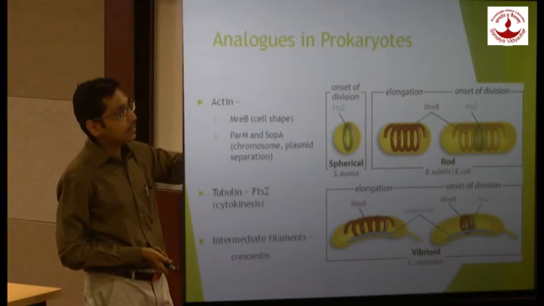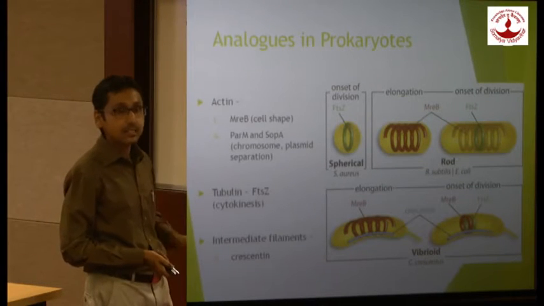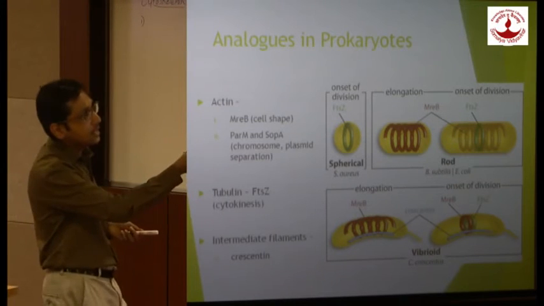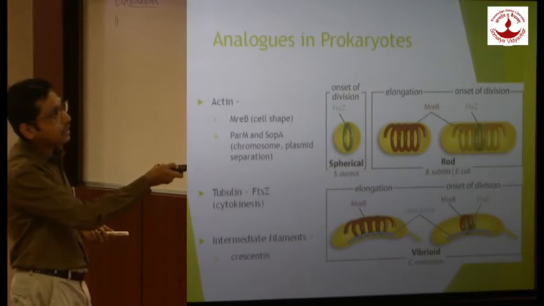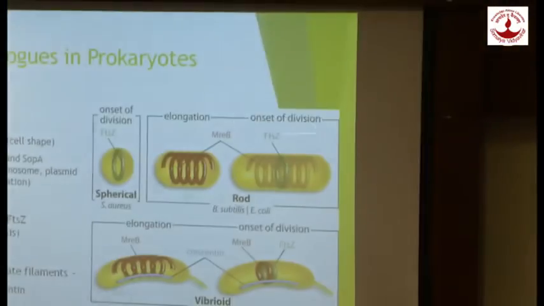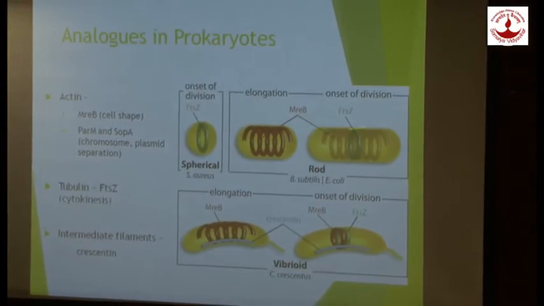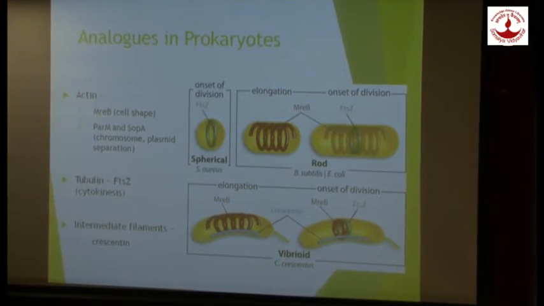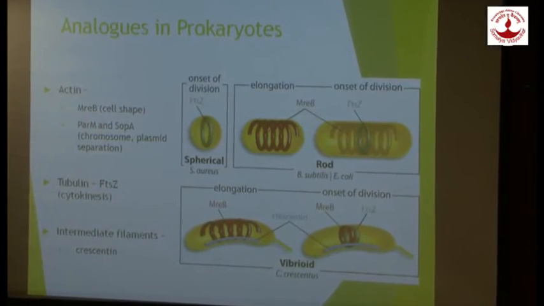In the same way, the functions of FtsZ are also switched. It plays a very important role in cytokinesis. As you can see, FtsZ forms a ring-like structure, and when the bacteria divide, on the onset of division, FtsZ forms a contractile ring which will pinch off the bacteria.